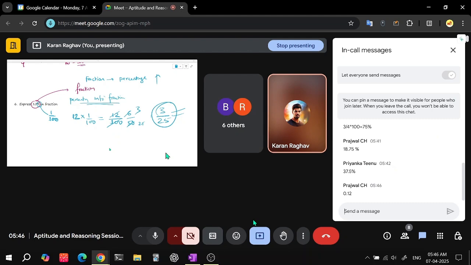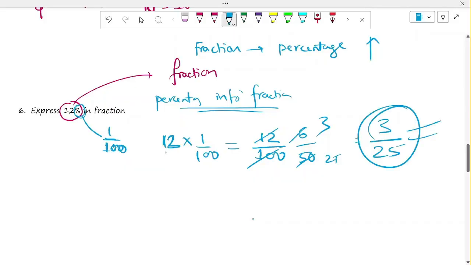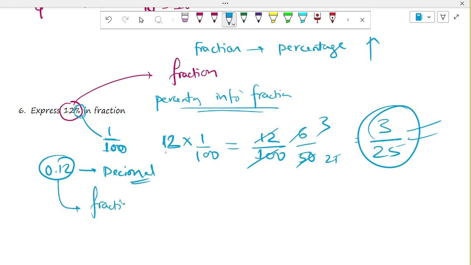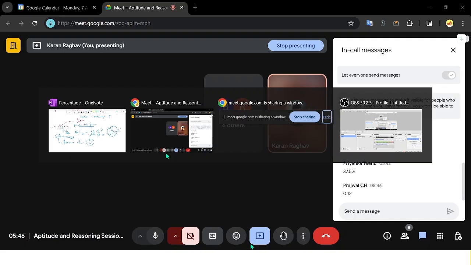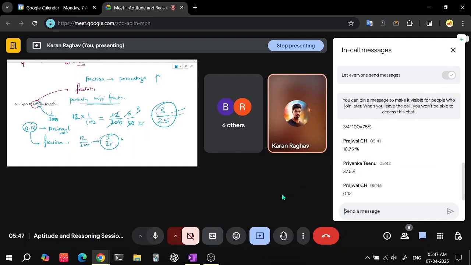Fine. Yes, it is 0.12, but this is in decimal format. You need to have it in the fraction format. For that, you will be doing 12 divided by 100. That is 3 by 25. Fine.